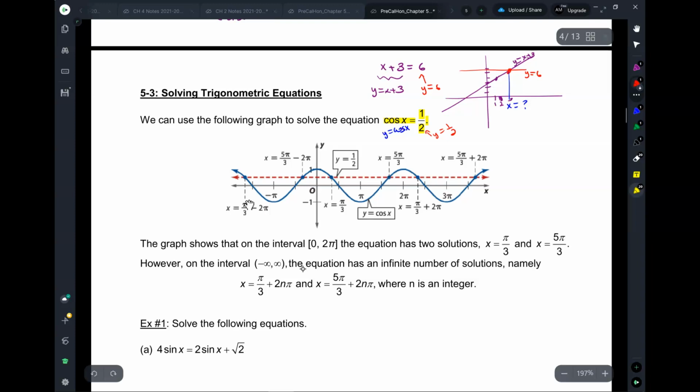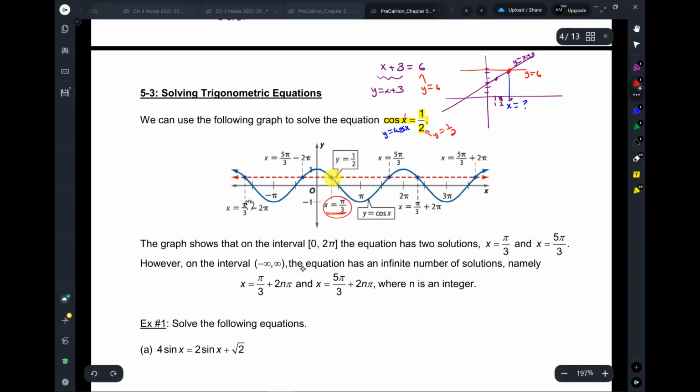And all the points where they intersect are the solutions to that equation. Okay? So where do they intersect? Let's see. The first time that we have an intersection is at pi over 3. x equals pi over 3. Does that make sense? Is cosine of pi over 3 equal to a half? Yeah, it is, right? So that's the first time.